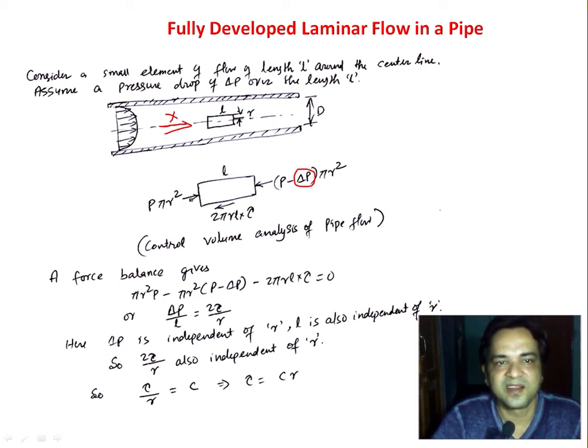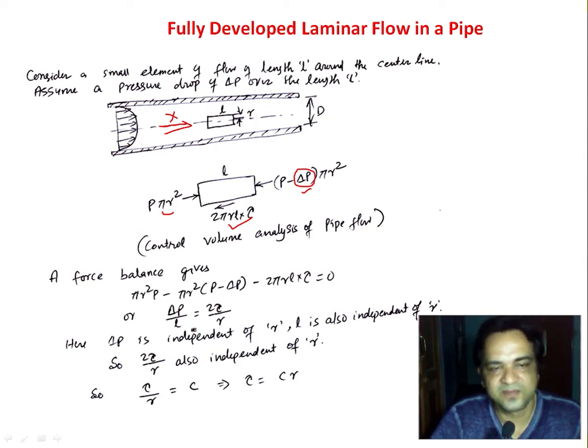So at the inlet, on the upstream position, the pressure force is P times pi R square, and in the downstream position the pressure force is P minus delta P times pi R square. And the shear stress acts on the lateral surface in the tangential direction opposing the motion. It's 2 pi R L times tau, where tau is the shear stress and 2 pi R L is the lateral surface area. So the force balance gives this force minus this force minus this force equal to 0. Rearranging this, we get delta P by L equal to 2 tau by R.